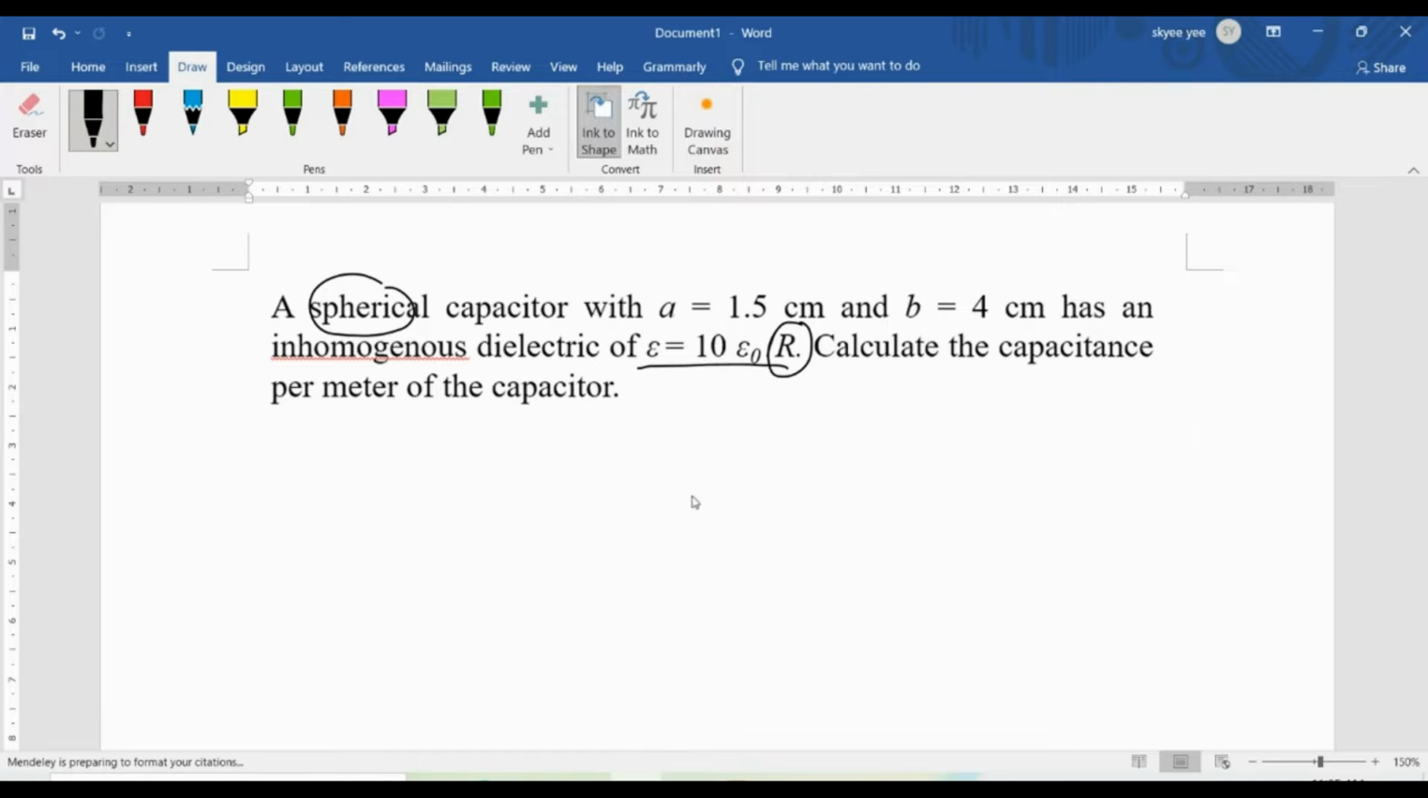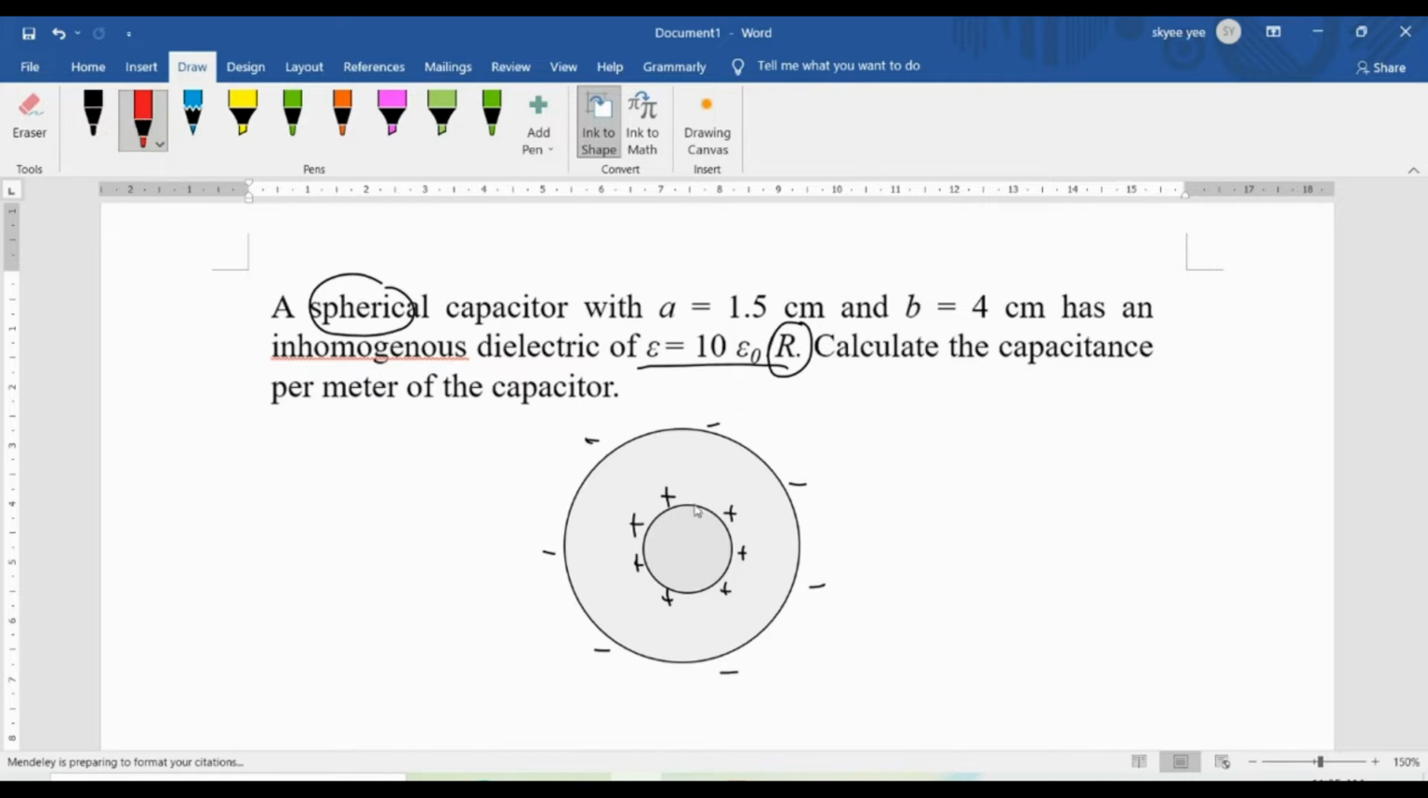First of all, we draw the shape. This one is the inner conductor, and then we have the outer conductor. If the inner conductor is positively charged, then the outer conductor will be negatively charged. These two conductors are in the shape of a sphere because it's a spherical capacitor.